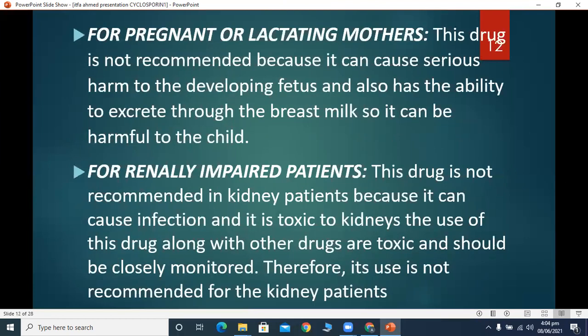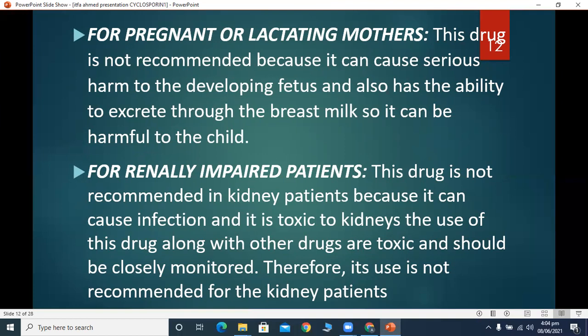Now, moving on further, we will discuss the pregnant and lactating mothers. This drug is not recommended because it can cause serious harm to the developing fetus and also has the ability to excrete through the breast milk. So it can be harmful to the child. For renally impaired patients, this drug is not recommended because it can cause infection and it is toxic to kidneys.